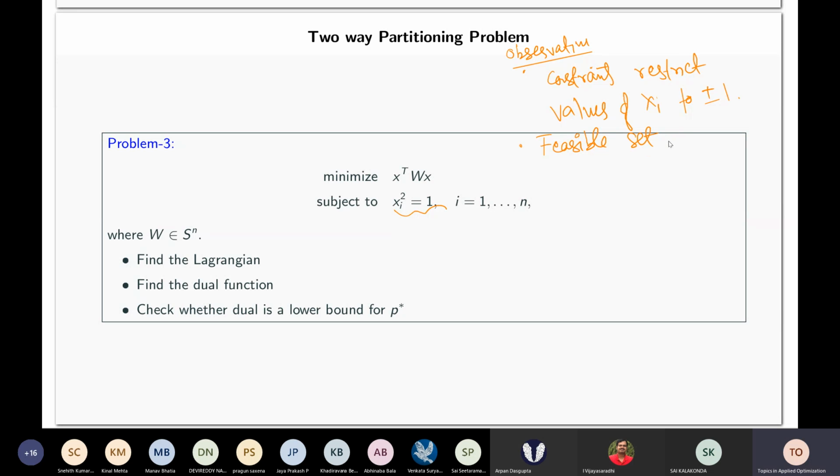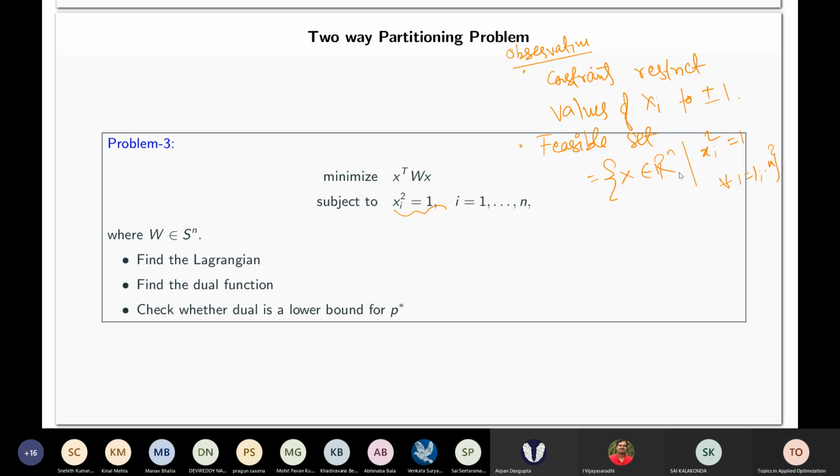Okay, so the feasible set is the set of all x. Let us say in R^n, but x only takes plus or minus 1 values, so it's better to restrict to that, Boolean. So x is in R^n such that xi squared is equal to 1 for all i equal 1 to n.